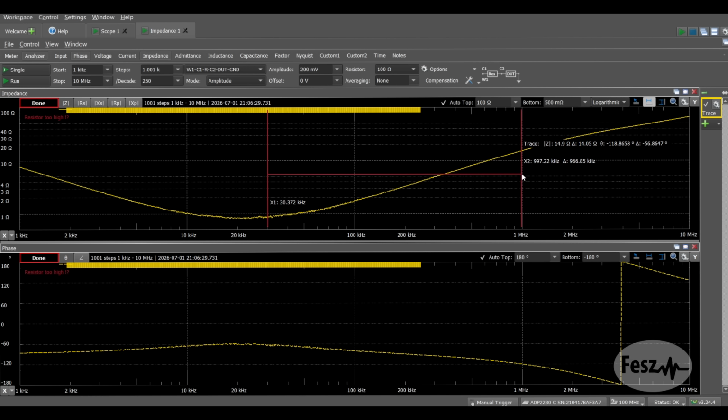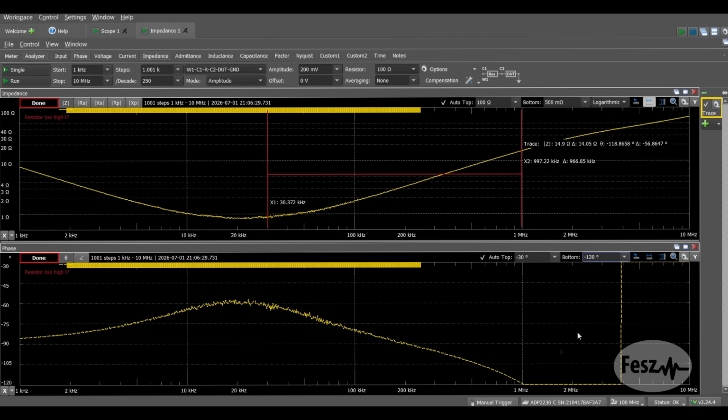In the 30 kHz to about 1 MHz region, we are getting the increasing impedance characteristic of an inductor, and the phase shift is minus 90 degrees. It's finally stable, and it finally works. So this is what negative impedance looks like. Wasn't that hard now, was it?